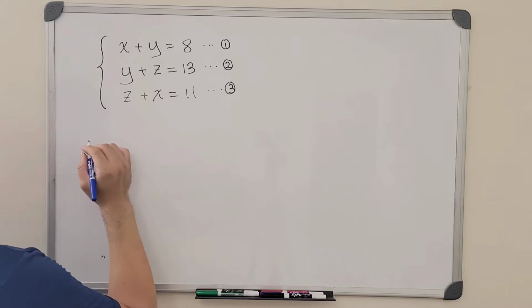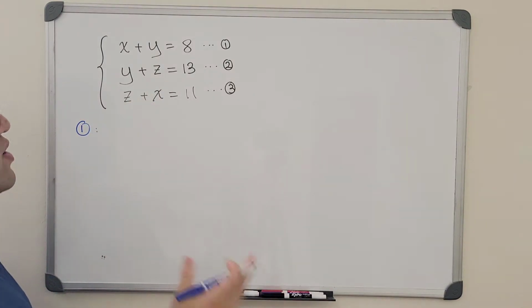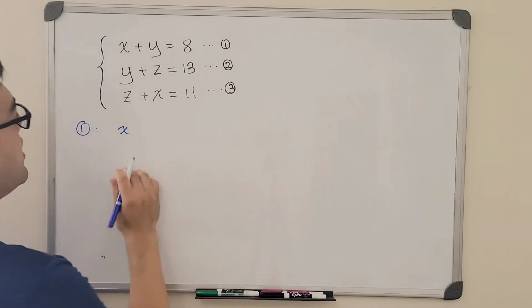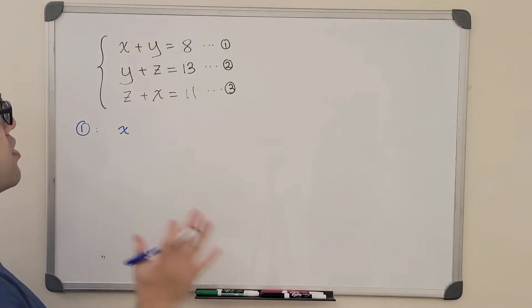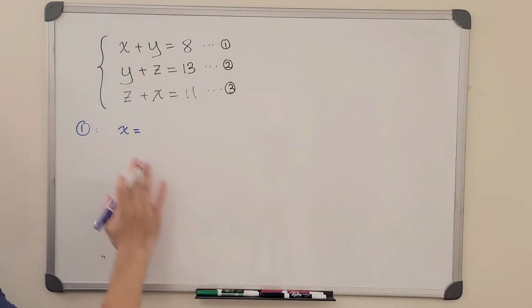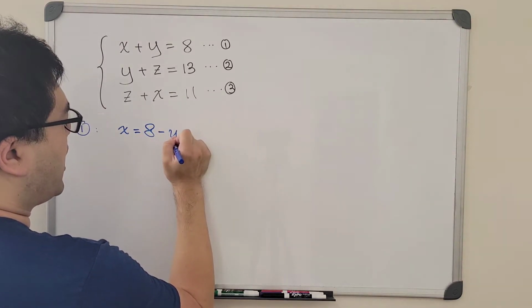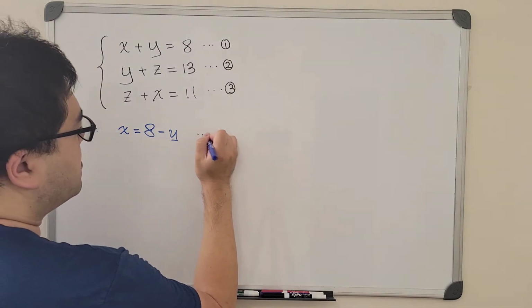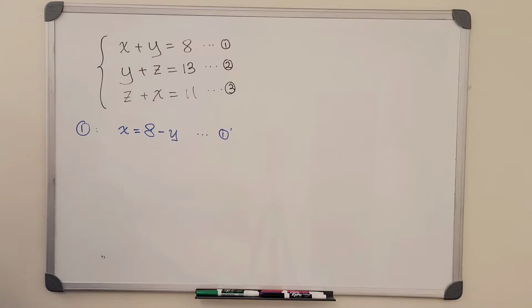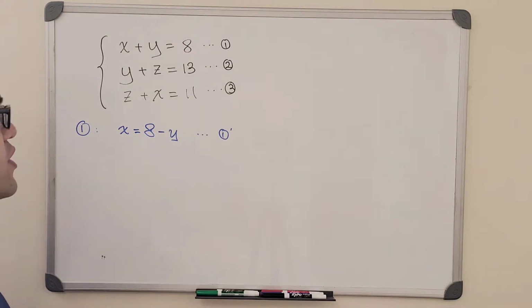So first method, we're going to rewrite the first equation. It doesn't really matter. So let's pick the first equation and let's try to rewrite the variable x in terms of other things. So from the first equation, we're going to subtract y on both sides to get x equals 8 minus y. Now, let's call this 1 prime, because it's just simply a manipulation of equation 1.